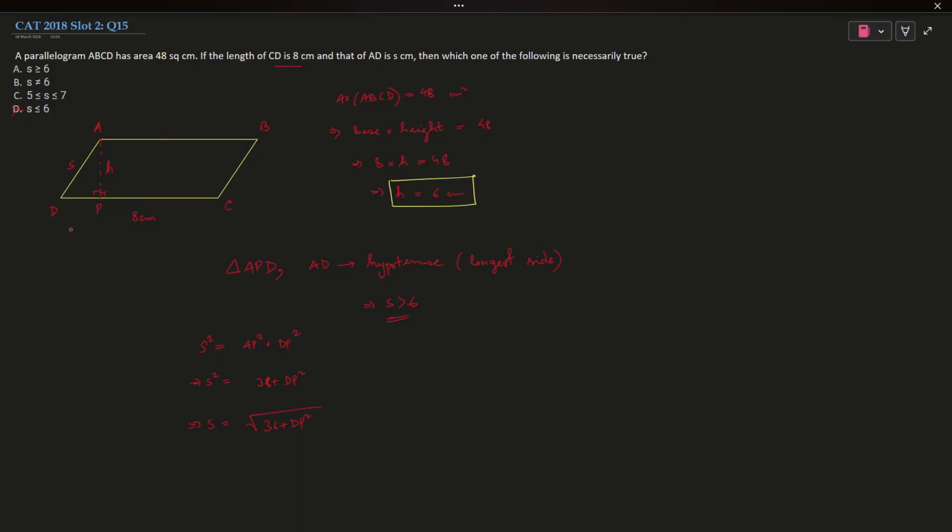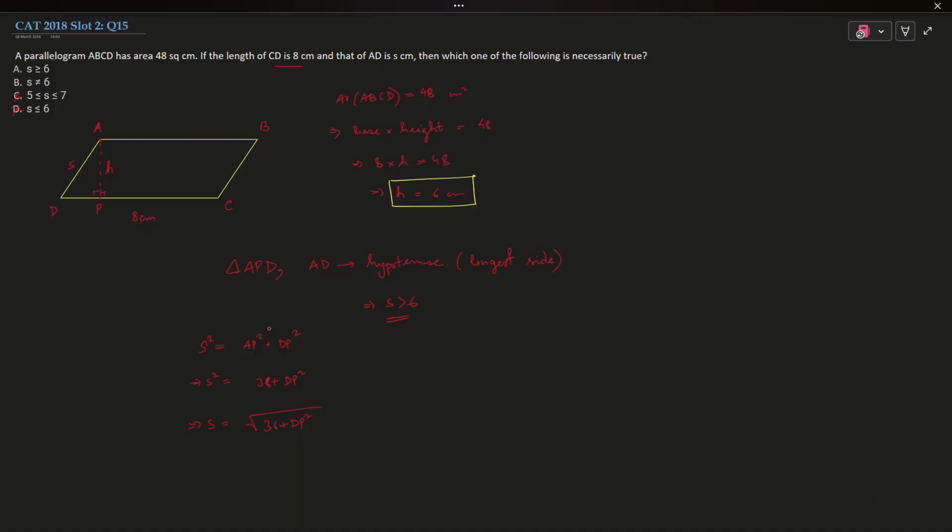Option C is also eliminated, guys. Now I have A and B. A says greater than or equal to 6, B says not equal to 6.